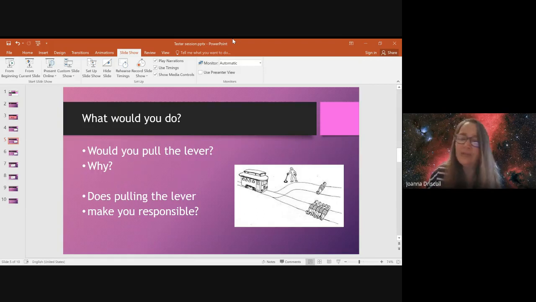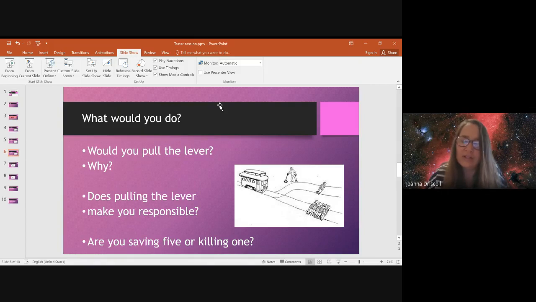Okay, so what you need to be thinking about is, when you pull that lever, what does it do? Does it make you responsible for the person's death? If you don't pull the lever, you're not doing anything. It's not your fault that the trolley's running down the hill. And it's not your fault it's going to run into those 5 people. If you pull the lever, are you responsible for saving 5 people? Or are you responsible for killing 1?